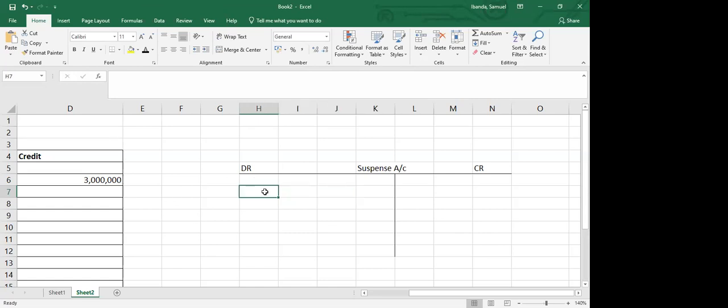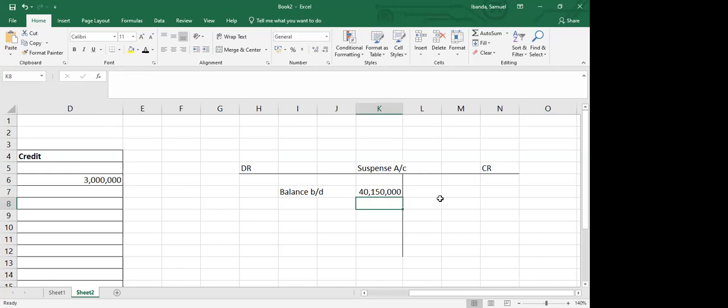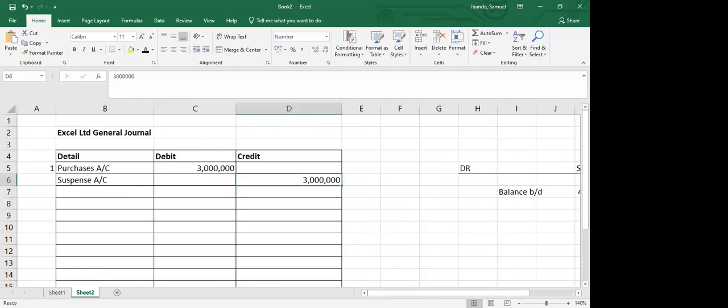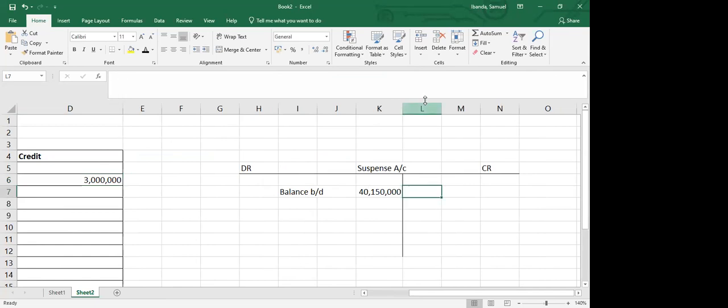So I'll record here my balance brought down in my suspense account. The balance brought down in my suspense account is 40,150. So that is the value. And the reason why we draw the suspense account is because we want to clear it. So this is 3 million. I'll come to the credit side, since we are crediting our suspense account, and I'll record purchases.